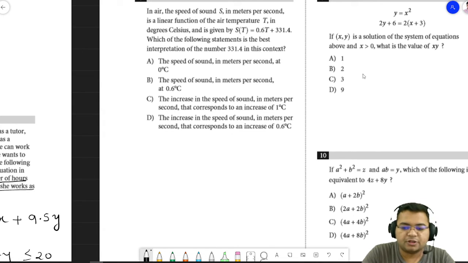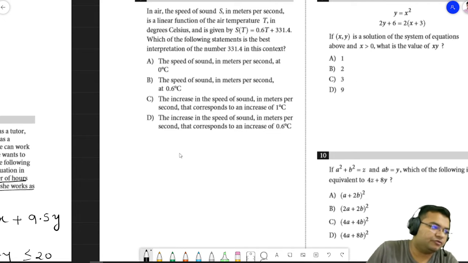Whenever there is a linear relationship between two variables and a constant is present, here the speed of sound S is a function of air temperature T. When we study algebra, there are two types of variables: one is the dependent variable, another is the independent variable. This form of equation is the dependent variable equals slope times the independent variable plus some constant, like y equals mx plus b.